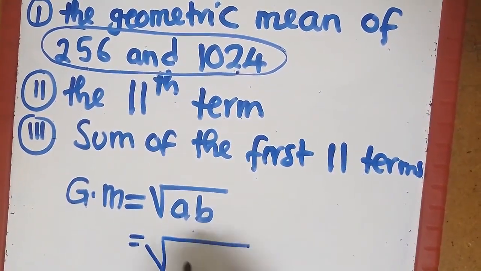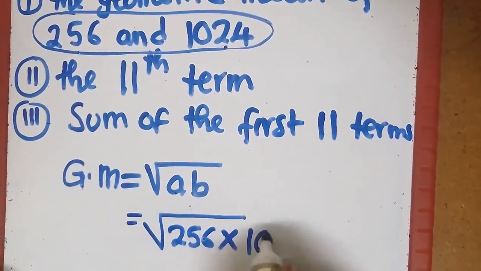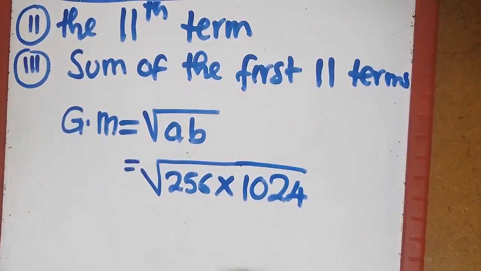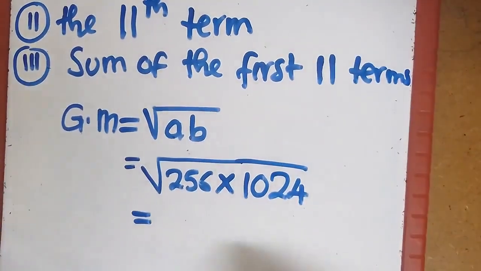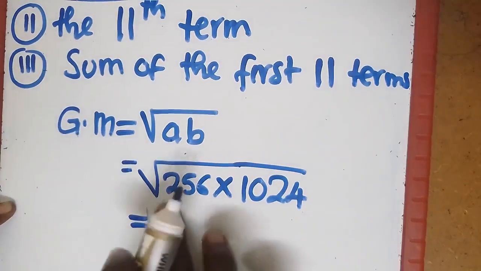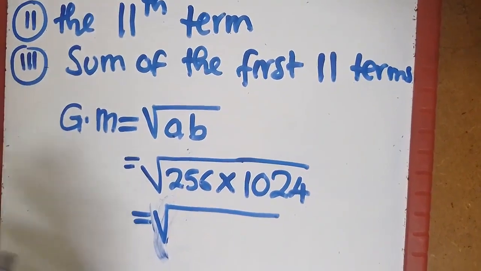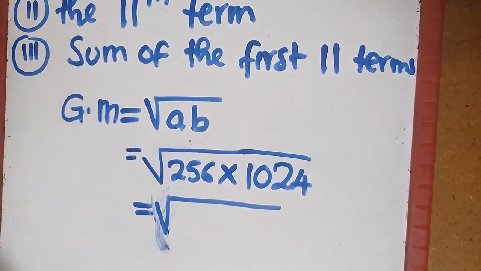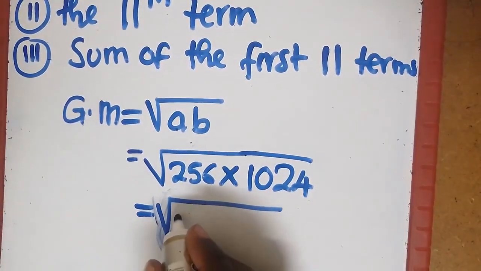So the geometric mean of those numbers is the square root of 256 times 1024. This is what it means. This is the easiest way of handling these questions. From here, you get your calculator. This is paper 2, so a calculator is around. I multiply 256 times 1024, and this is the answer.